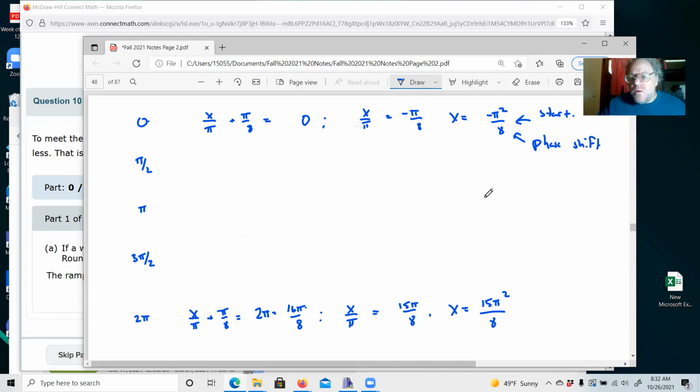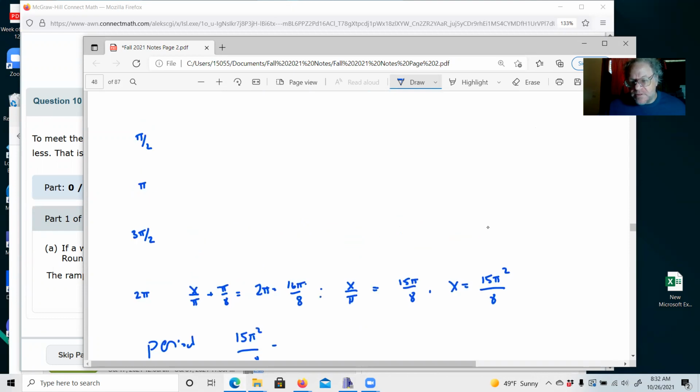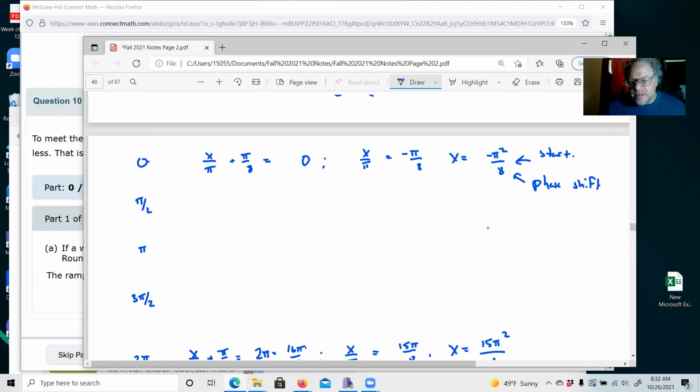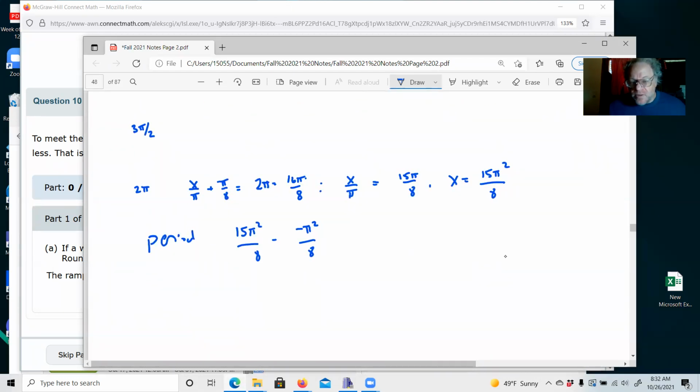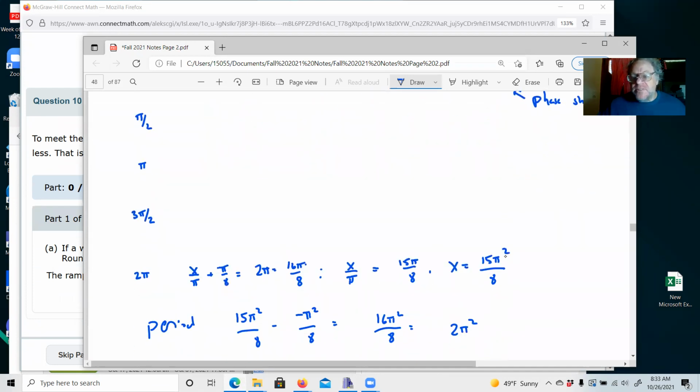Okay. What's my period? Well, the period is equal to the end minus the beginning, right? This is 15, because it's a length, minus negative pi squared over 8, right? So this is going to be 15, this is going to be 16 pi squared over 8. So 16 over 8 is 2 pi squared. That's my period. Okay. Now I'm going to fill in some of the rest of these.